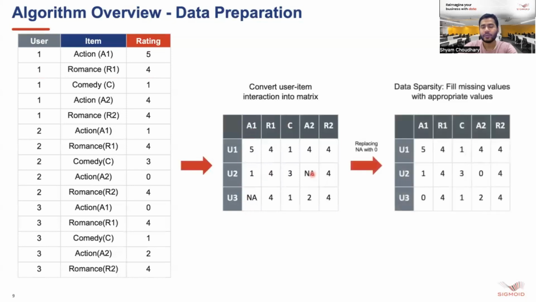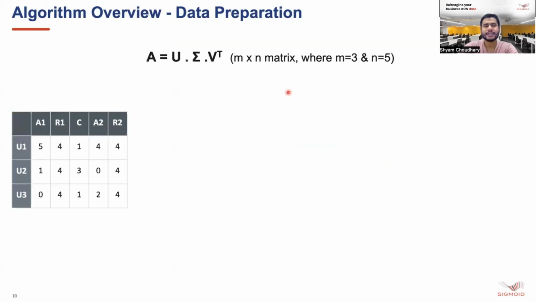Our next step will be to replace these null values with either 0, or you can replace them with the average value for that particular user. Once we have replaced them, this is how our user-item interaction matrix will look. The next step will be to decompose this user-item interaction matrix into 3 different matrices called U, sigma, and V to the power t.